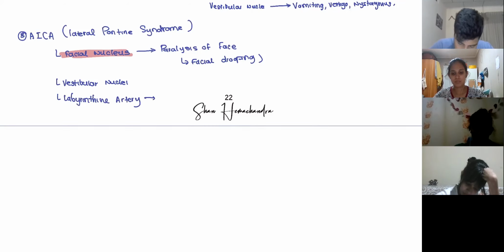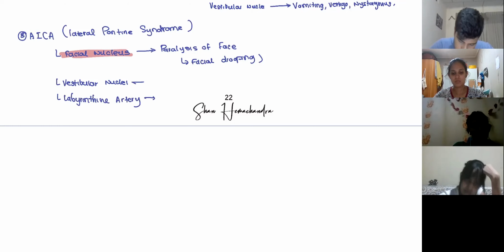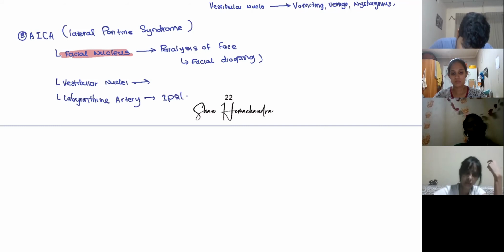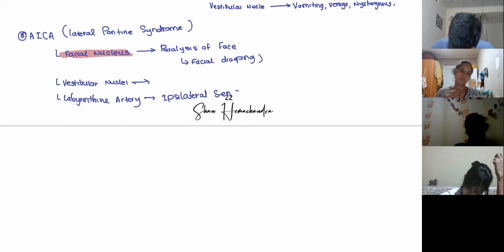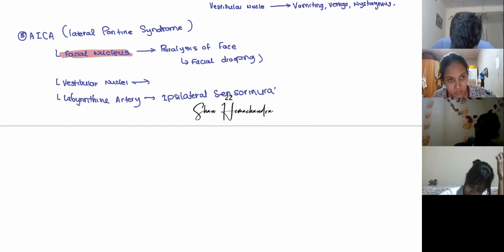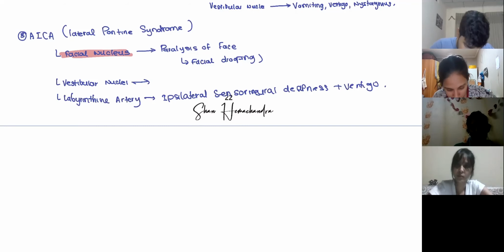So remember this labyrinthine artery? That can also be affected, because I talked about this. It goes with 7 and 8. Ipsilateral sensorineural deafness plus vertigo. Okay, and sympathetic tracts.